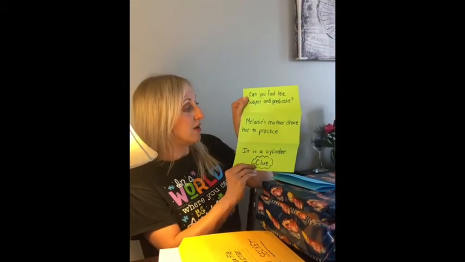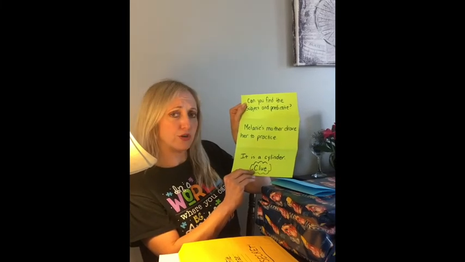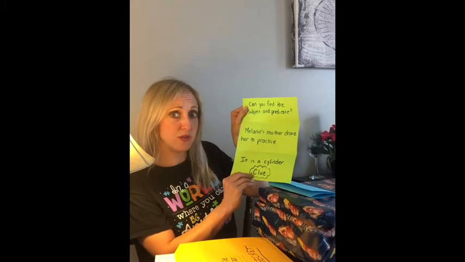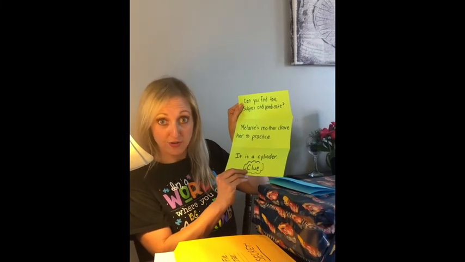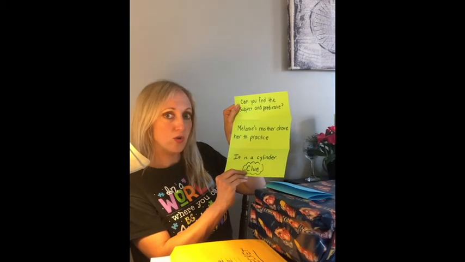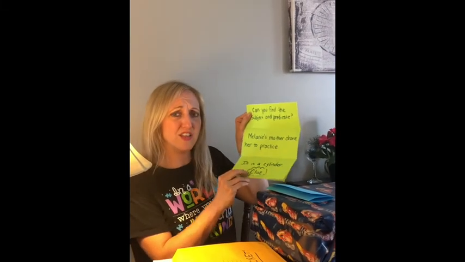Let's try letter D. Can you find the subject and predicate? Melanie's mother drove her to practice. Who is driving? Who is doing the verb? Melanie's mother is the subject. Drove her to practice is the predicate. Ooh, look at this clue. It is a cylinder. A cylinder shape found at Bond Mead that can hold liquid and comes in many designs.